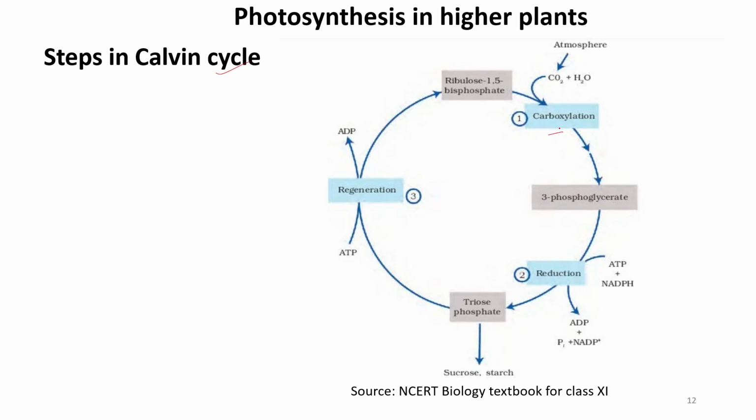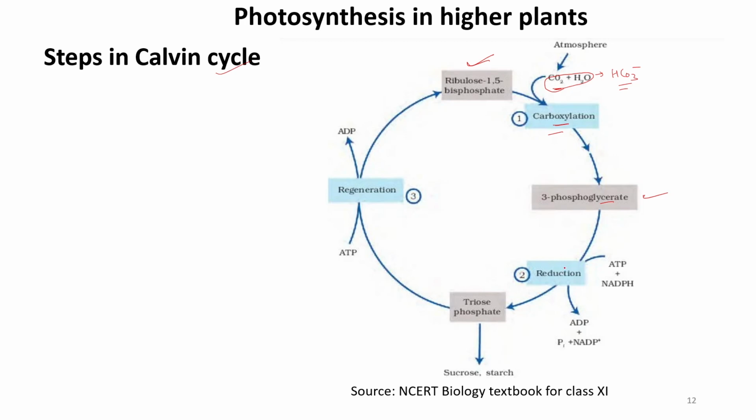Okay, first is the carboxylation phase. Here what happens? Carbon dioxide will combine with RuBP. Okay, so carbon dioxide first combines with water and forms carbonic acid, HCO3. And this HCO3 can then combine with RuBP. Okay, this is known as the carboxylation phase. And what will happen? 3-phosphoglyceric acid is produced. Okay, 3-phosphoglyceric acid and 3-phosphoglycerate are the same.